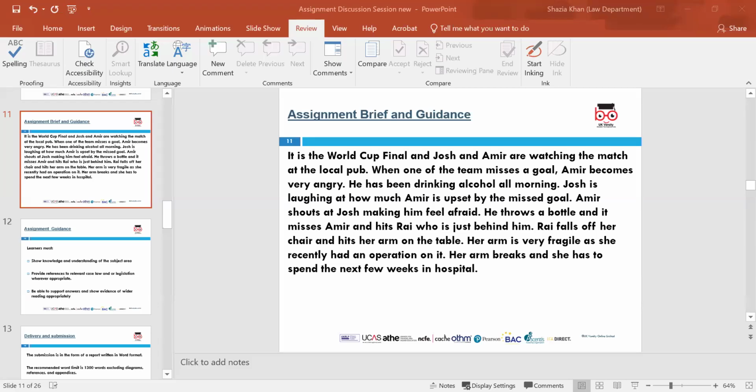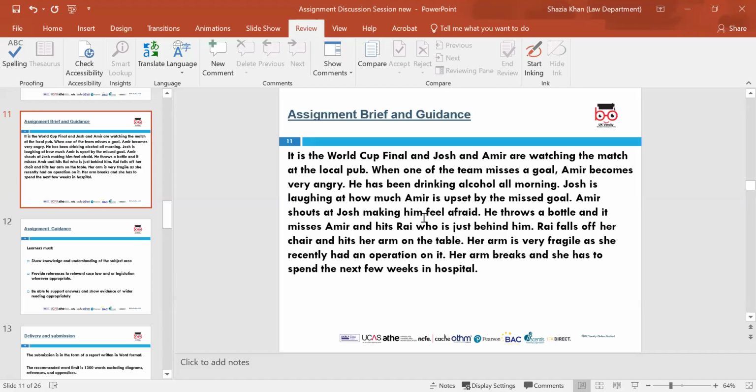Now, if you look at the element of battery in this case, this could occur if Amir had made physical contact with Josh. But in this case, obviously, he didn't make physical contact. Shoving or hitting him would be an example. But in this case, there doesn't appear to be physical contact, so battery would not apply unless something physical happened between them.